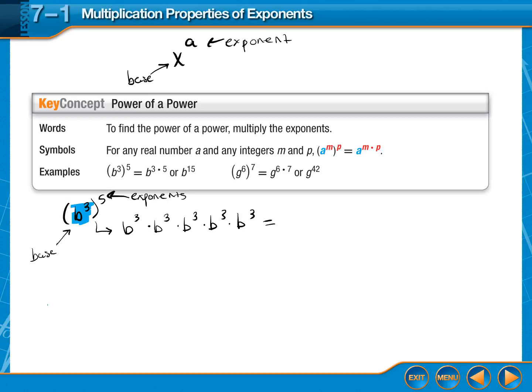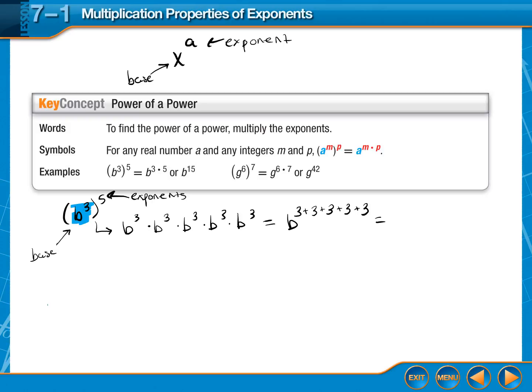Well, what did we just see? Our last rule said that when we're multiplying with the same base, I can add the exponents. So b to the third 5 times would be b to the 3 plus 3 plus 3 plus 3 plus 3. Okay. Now, this could get tedious and take a long time when we start getting larger numbers.